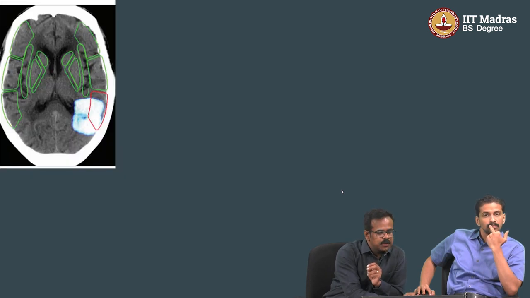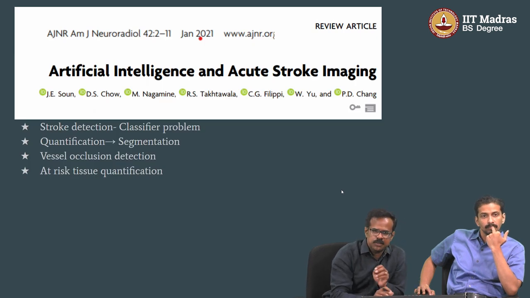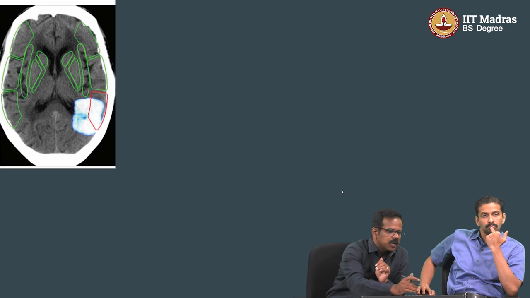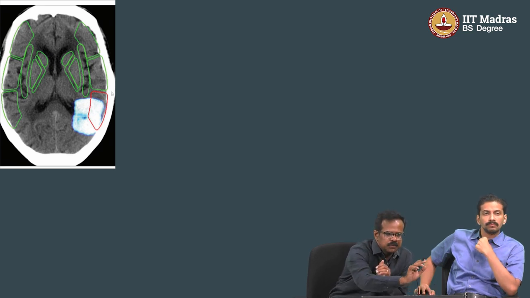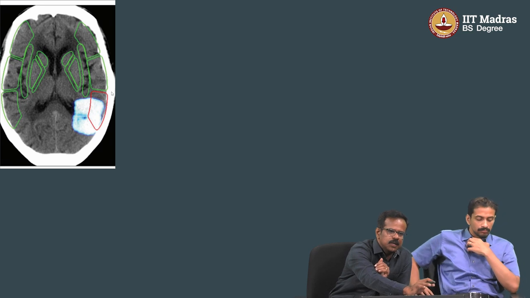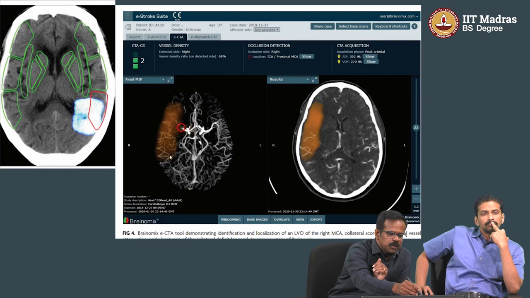Papers are already coming. This is a good review article from the American Journal of Neuroradiology. Still, I will say nothing is finished. Products are coming, but attempts are still going on. For example, in this mapping you see the white area which says this area of brain is affected, from the CT scan only. It may or may not be visible to the human eye, but a trained network can highlight that this area is at risk. And it can show the heat map here.